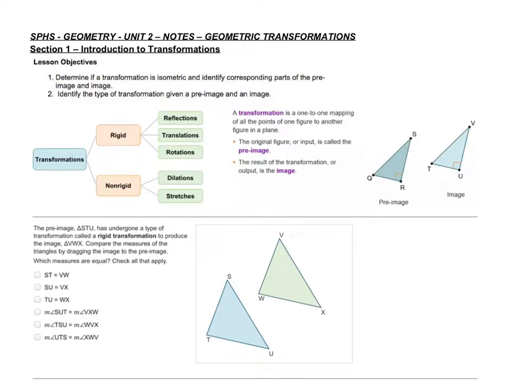Hello, the following is a video over geometry, and this is the start of Unit 2 notes. This is called Geometric Transformations. In the first section, we're just going to do an overview of what a transformation is. So we want to determine if a transformation is isometric and identify corresponding parts of the preimage and image. And we want to be able to identify the type of transformation given a preimage and an image.